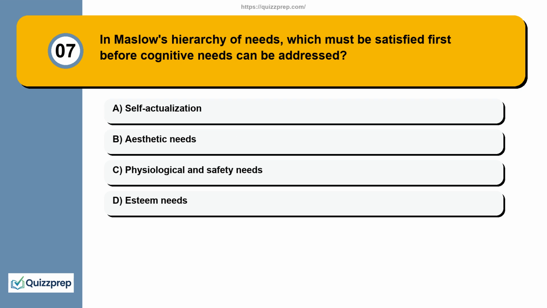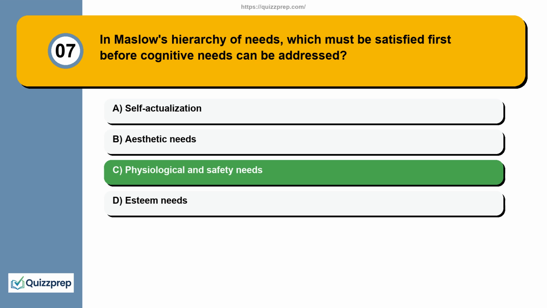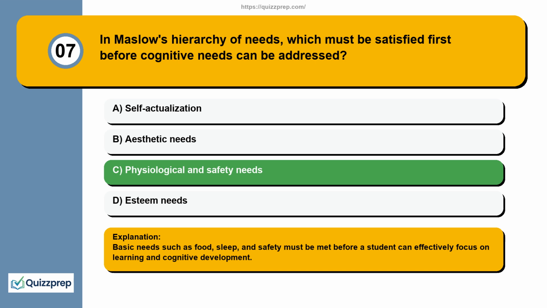Question 7. In Maslow's hierarchy of needs, which must be satisfied first before cognitive needs can be addressed? Here are your options. Option A. Self-actualization. Option B. Aesthetic needs. Option C. Physiological and safety needs. Option D. Esteem needs. The correct answer is option C. Physiological and safety needs. Explanation. Basic needs such as food, sleep, and safety must be met before a student can effectively focus on learning and cognitive development.